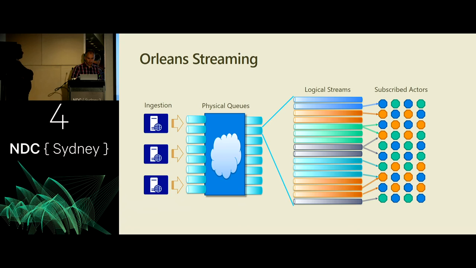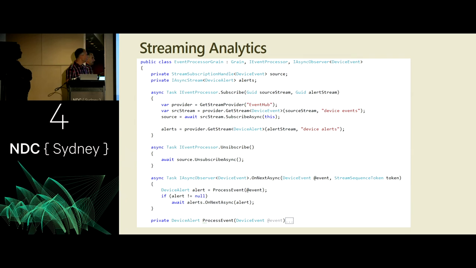And here's an example of, say, a streaming analytics case, where I have a grain that is explicitly told to subscribe. Let me try to use this fancy laser pointer. Yeah, fancy. All right. So it's explicitly told to subscribe to a stream, and I pass the identity of the source stream as a GUID and the identity of the alert stream. The idea is I keep receiving events and process them, and if some condition is met, like I exceeded a threshold or I have five bad events within the span of a minute, I need to raise an alert.